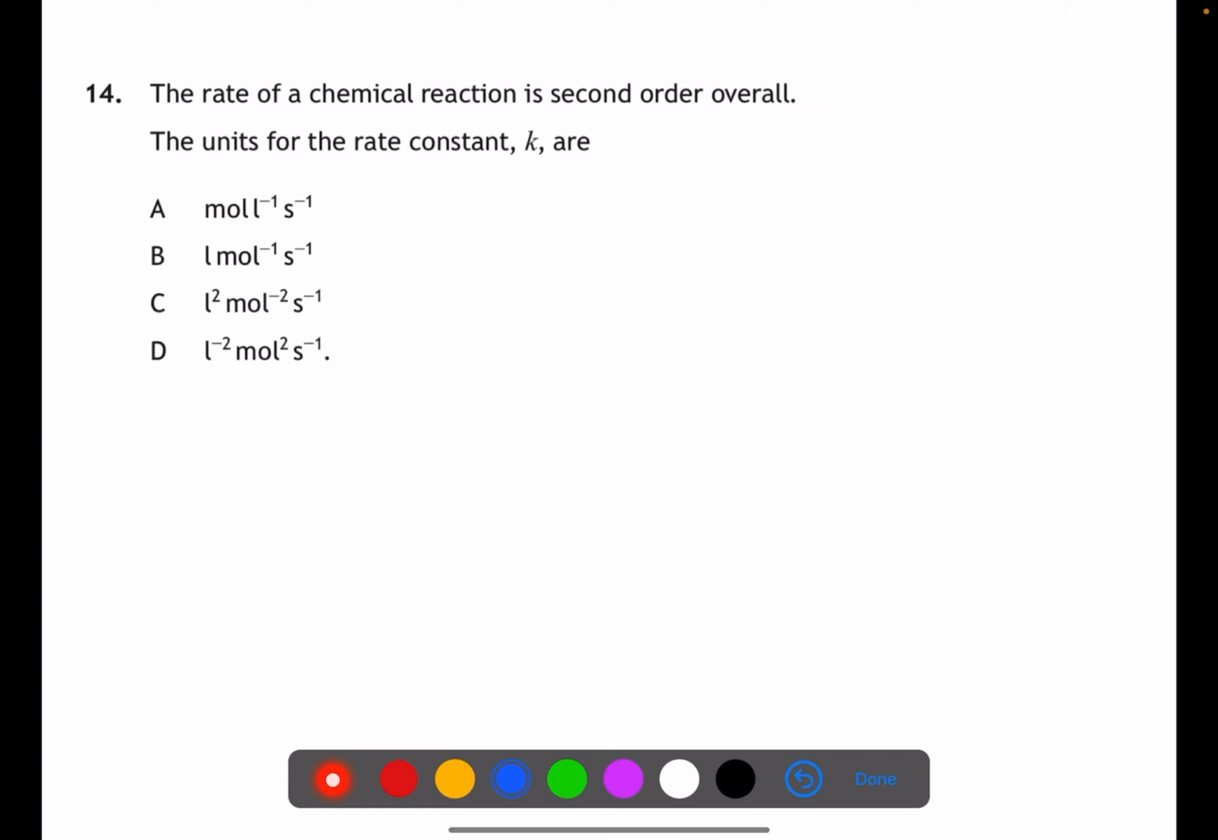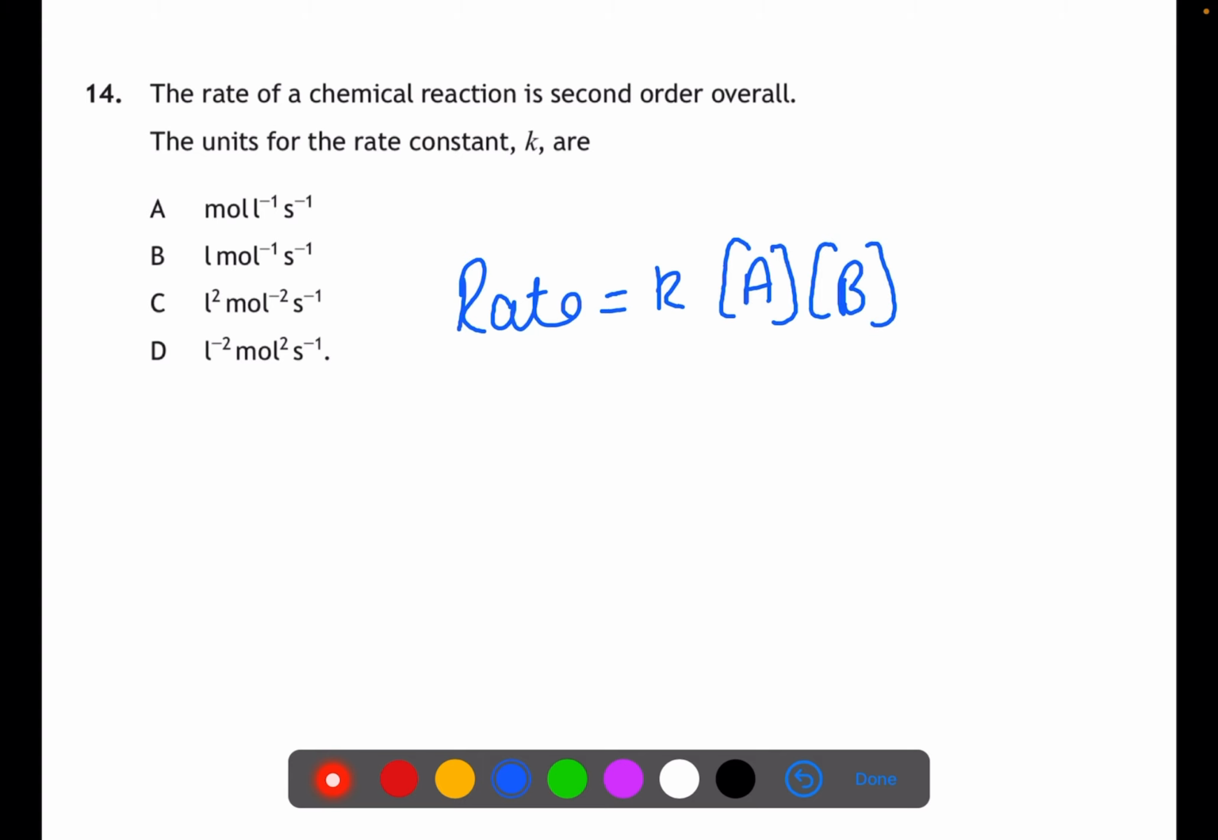Question 14. The rate of a chemical reaction is second order overall. The units for the rate constant K are what? So for this, I'm going to write out an equation for a second order reaction. So the rate of reaction is going to be in moles per litre per second, as we can see that those are the units that we have within our options. The concentration is always given as moles per litre. Now we need all of the units to cancel by the end.